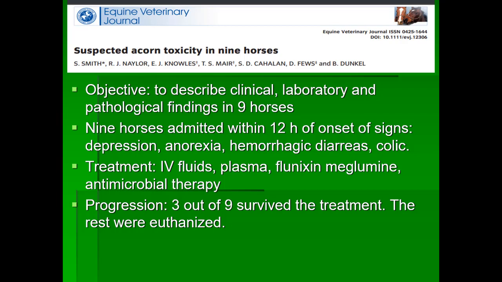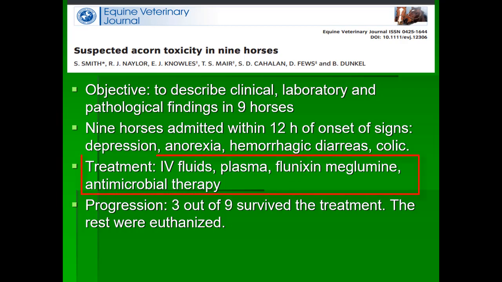The criteria for diagnosis was a history of exposure, the clinical and laboratory data supporting GI and renal disease, and the presence of acorn husks in the feces or the GI tract of a dead animal. 9 horses were admitted within 12 hours of the onset of signs. That included depression, inappetence, hemorrhagic diarrhea, colic.